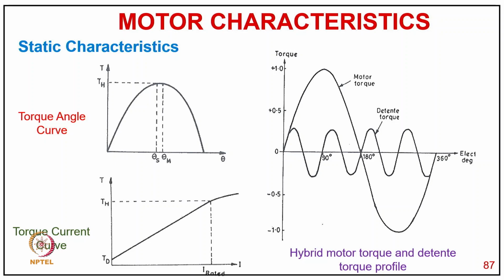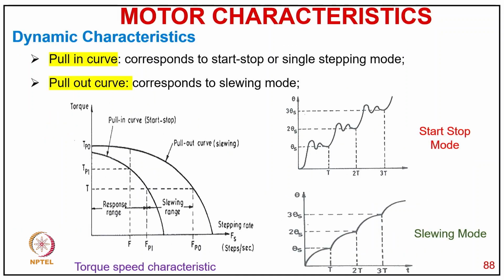Then for the hybrid stepper motor, the torque with respect to the step angle has a detent torque due to the presence of the permanent magnet, which gives a detent torque according to the number of magnets and the position. Now in these characteristics we have a pull-in torque speed characteristic, and we have a start-stop mode and a slewing mode. The pull-in curve corresponds to start-stop single stepping mode, and pull-out corresponds to the slew rate. As you can see in the figure, we have a response range, a slew range, a pull-out range and a pull-in range.